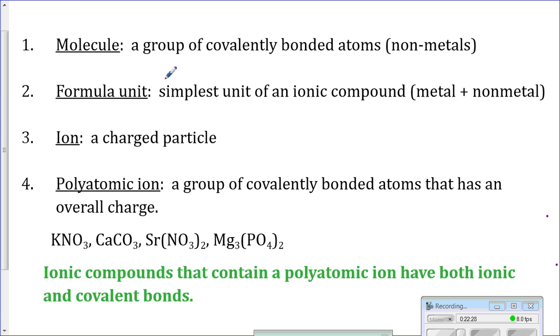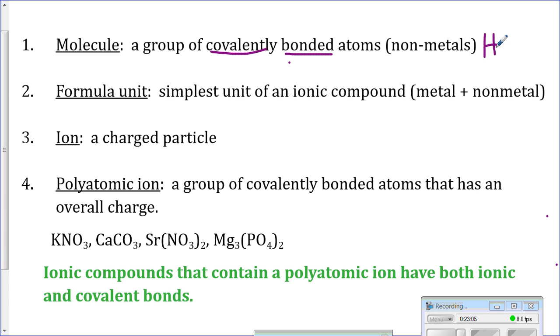Okay, so a molecule refers to a group of covalently bonded atoms. That means you're looking for groups of non-metal atoms that are bonded. That's a molecule. And a molecule is the simplest unit of a covalent compound. Remember that hydrogen is a non-metal, even though it's with group 1. So if you see hydrogen within a formula, please don't mistake it for a metal. Okay, it's definitely a non-metal.